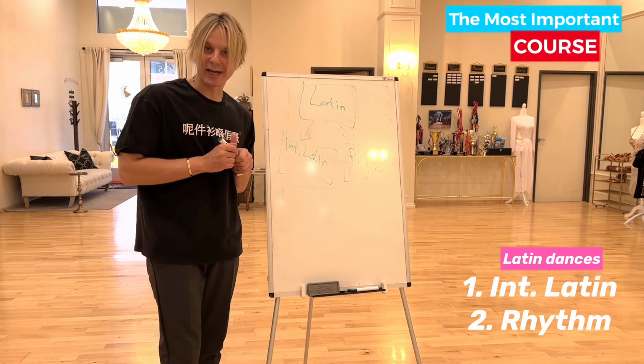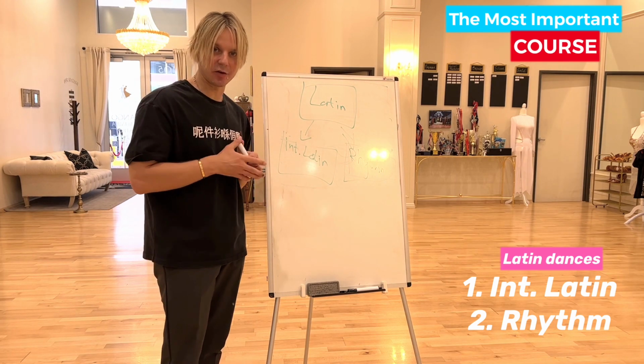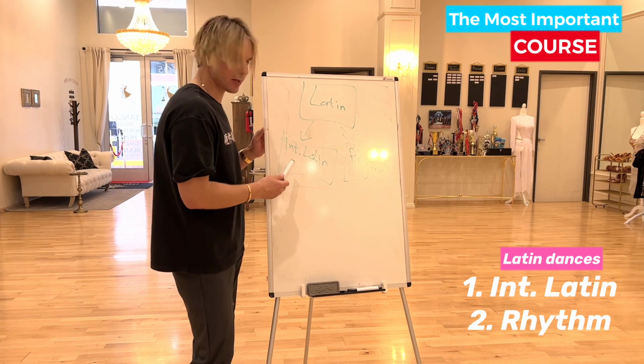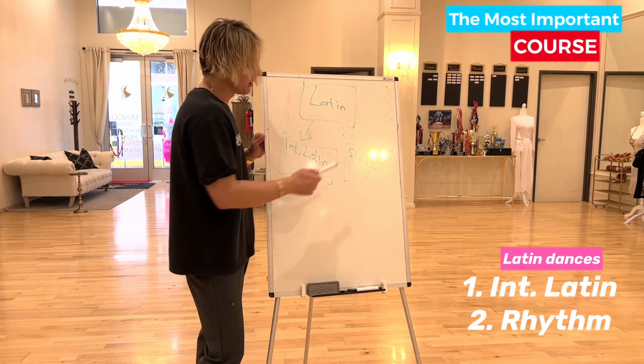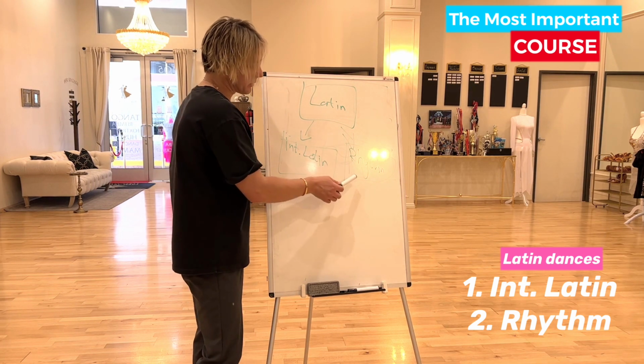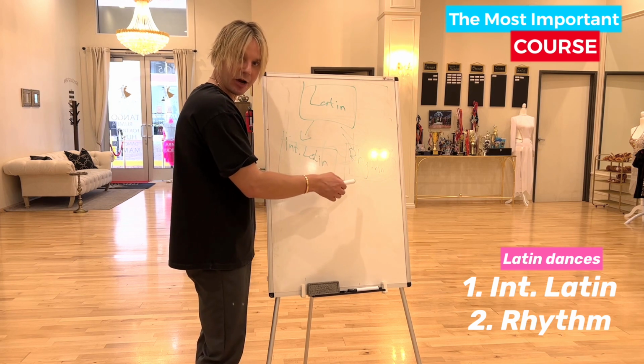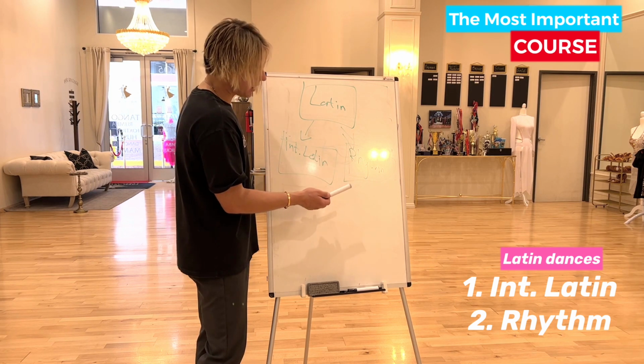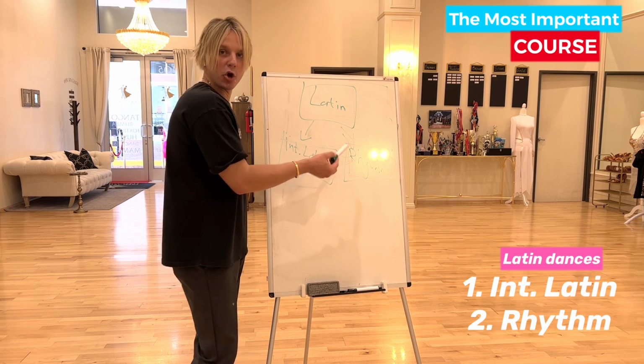So, international Latin and rhythm. Two main categories. What is international Latin? Here's cha-cha, samba, rumba, paso, jive. And rhythm is very similar. So it's cha-cha, then American rumba, swing, which is very similar to jive, and mambo and bolero.